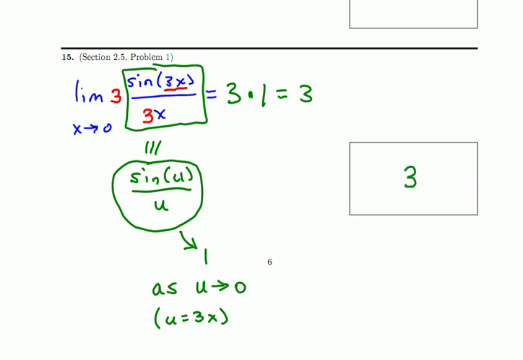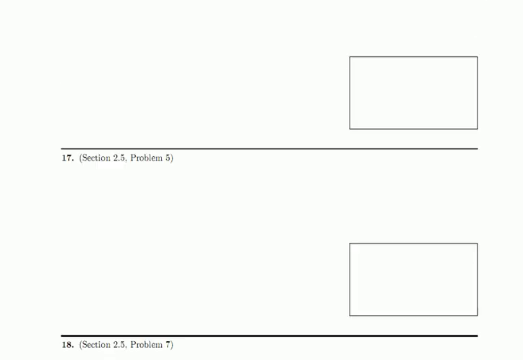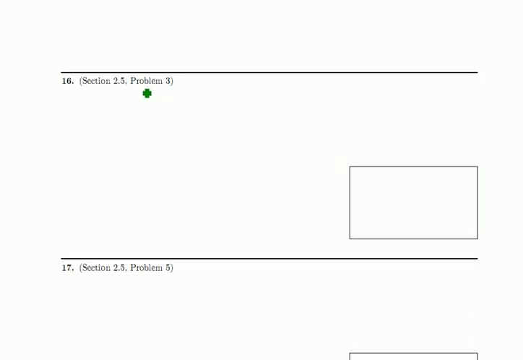Let's take a look at some more problems. Let me skip over here to the second page of problems you've got. Right now we've got problem 3 in section 2.5. Let me look on my sheet and I'll write that problem in here. Problem 3 in section 2.5 is the limit as x goes to 0 of 3x divided by the sine of 5x. So I want to make note of some things.